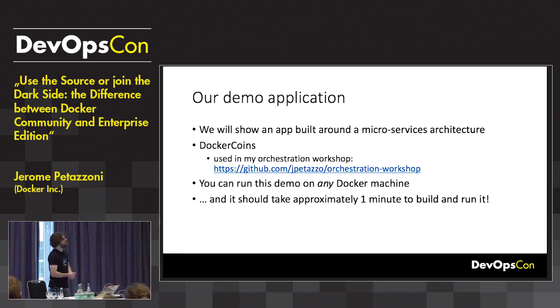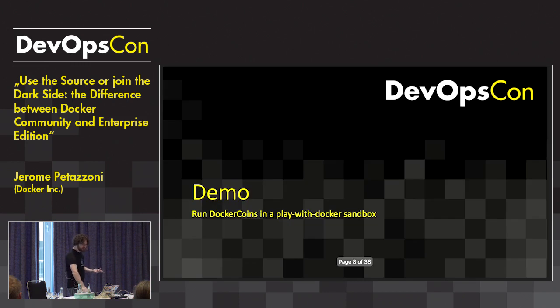So the demo application that I will use is the one that I showed yesterday during the Docker workshop. It's the Docker Coins application. It's an application that is available online, so if you want, you can reproduce those demos on your own machines to see that, yeah, it's real code. And it's built around a microservices architecture to be as close as possible to the kind of thing that people would deploy with Docker. So this demo can run anywhere.